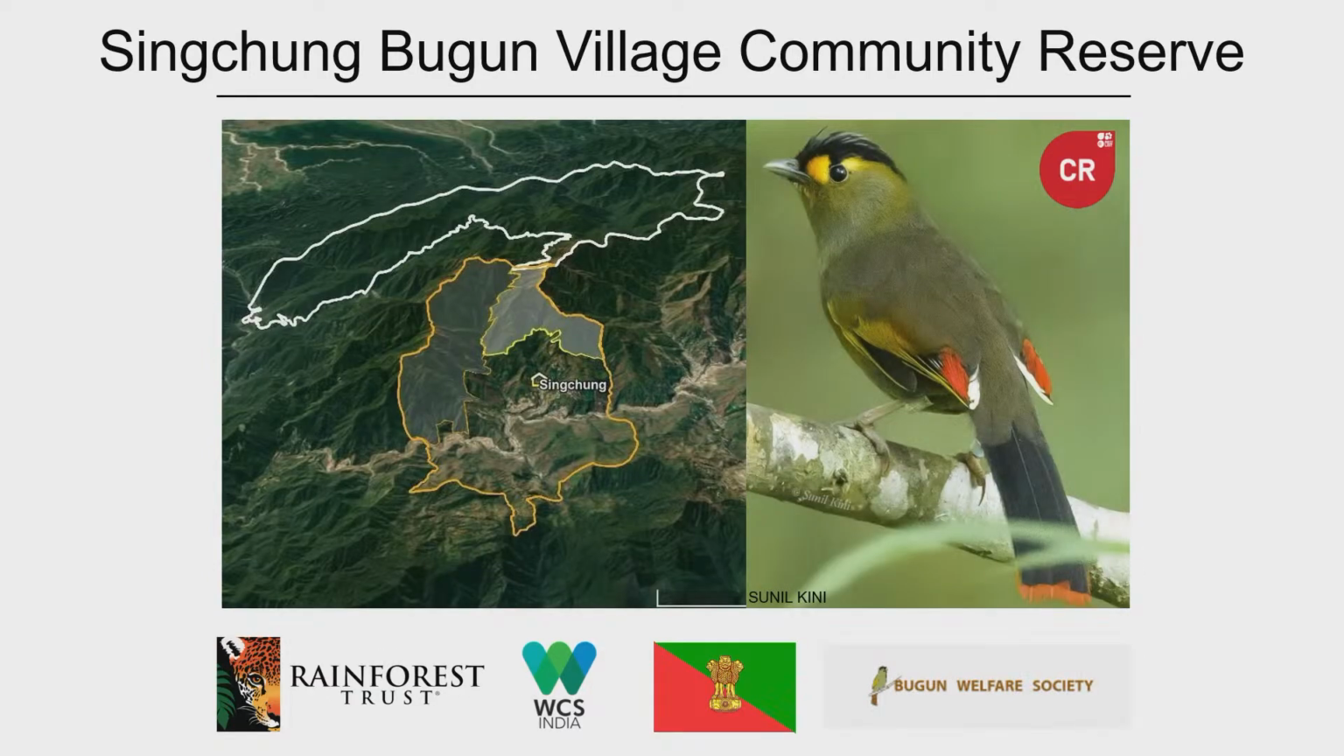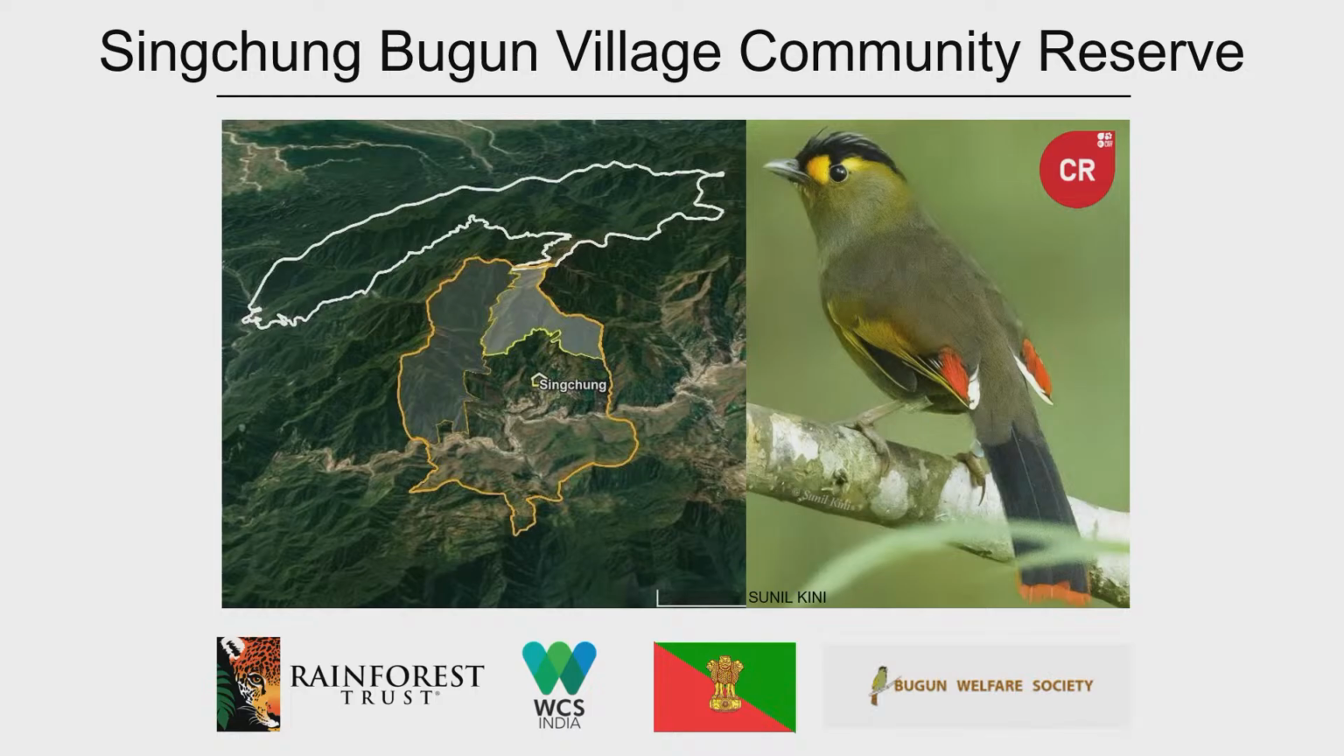So you may have heard about the Bugun liocichla, which is a completely new species, the first to be described in India post-independence. It was described from a place called Singchung Bugun, the village forest. And to protect this bird, the community came together and set up a community reserve, which is on the northern boundary of Eaglenest Wildlife Sanctuary.